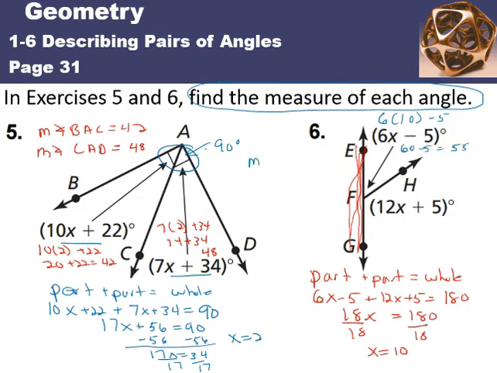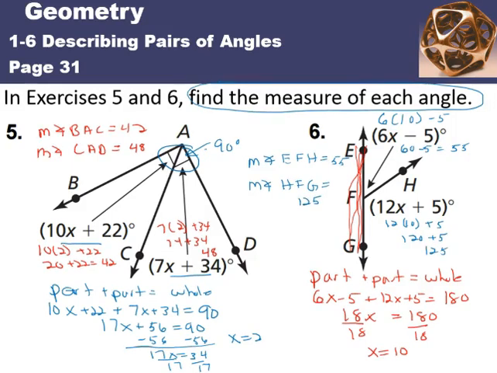So the measure of angle EFH is 55, and the measure of angle HFG is going to be 12 times 10 plus 5, so 120 plus 5, which is 125. And then I should add these, 125 and 55 should give me 180. So 125 and 5 is 130, plus 50 more would be 180, so that checks.